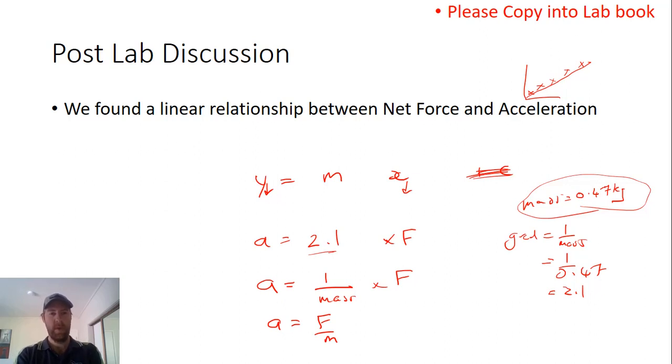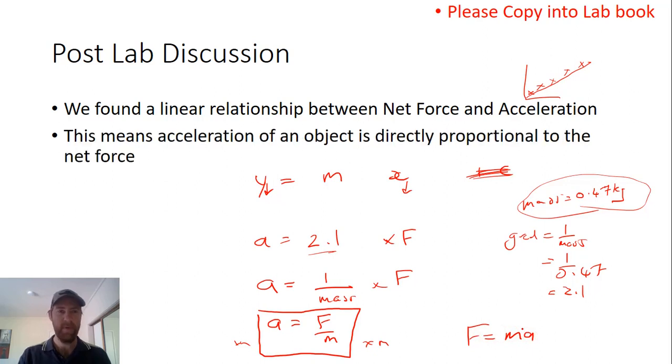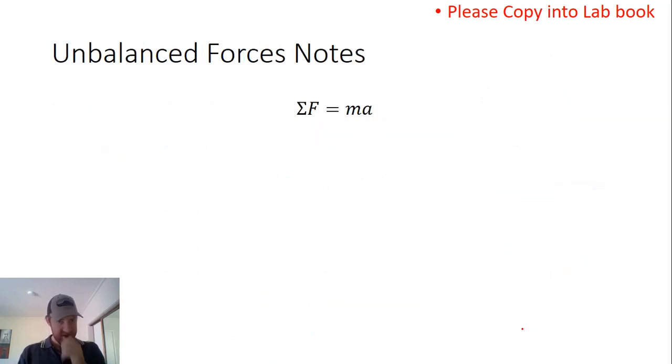This is our post-lab discussion, and we had this formula as our finishing point. If I rearrange that, if I times both sides by m, I get F equals ma. And that's our starting point for our notes we're going to talk about here. So this is our F equals ma equation. You can write this down as unbalanced force notes as a bit of a heading. And just pause the video as you need to get the notes down.